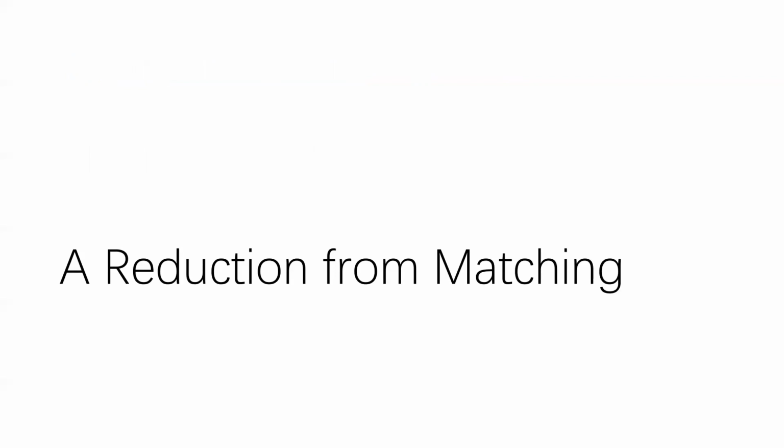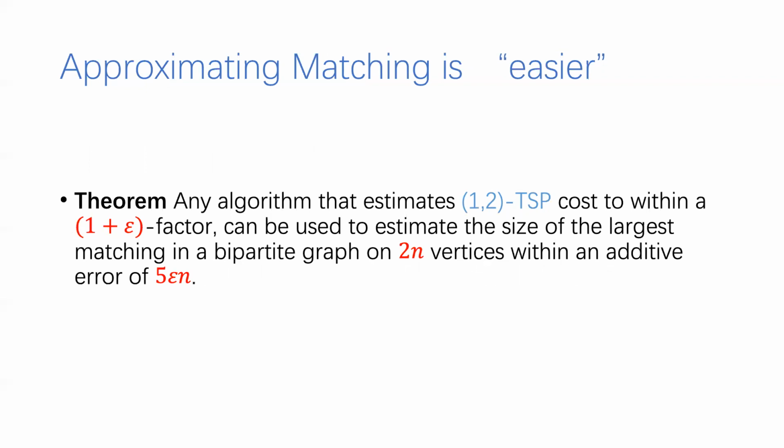In the remainder of the talk, I will talk about a reduction from matching to 1-2 TSP. Naturally, it also works for Graphic TSP and the general metric TSP. We prove that any algorithm that estimates the 1-2 TSP cost to within a 1 plus epsilon factor can be used to estimate the size of the largest matching in a bipartite graph on 2n vertices within an additive error of 5 epsilon n. Notice that this reduction works for most commonly used models, not only the query model.